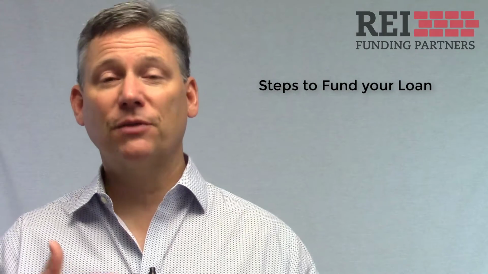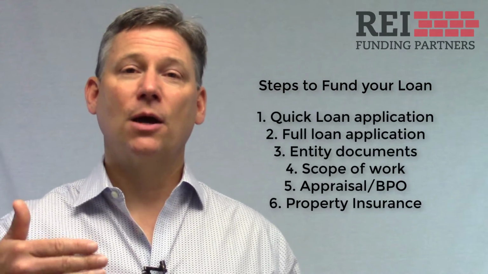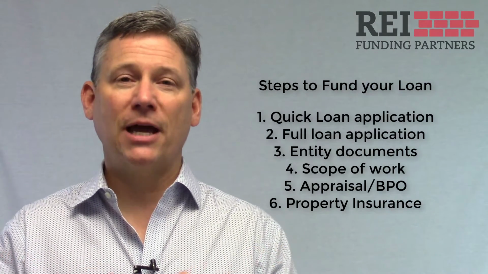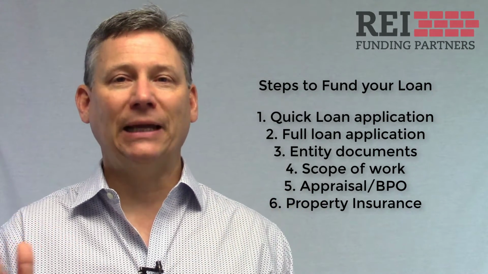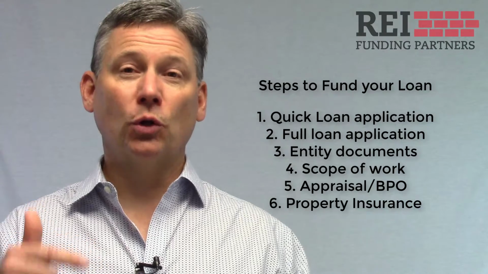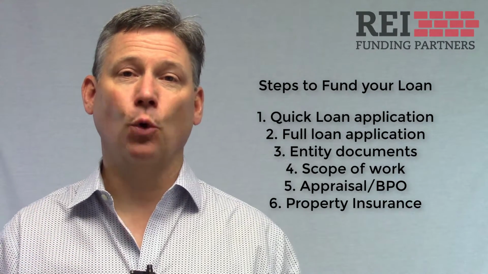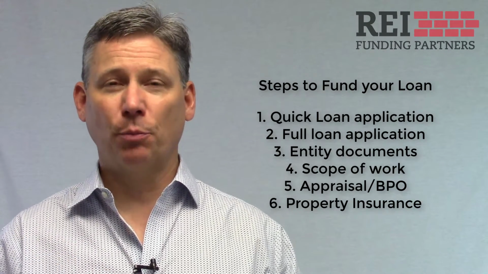And the final piece of information that I'm going to mention today is property insurance. So you'll need to have your insurance binder in place covering damages to the property and liability. And also your lender will need to be listed as mortgagee on that policy so that they'll be protected as well.